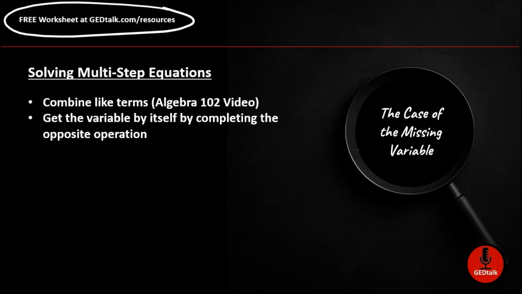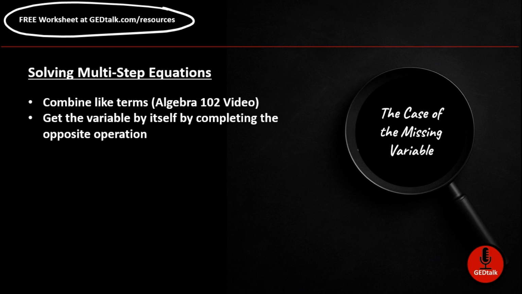Let's go ahead and move on, and we're going to look at solving multi-step equations. In order for us to solve multi-step equations, we need to first make sure we know how to combine like terms. If you have no idea what I mean when I say like terms, I want you to check out the Algebra 102 video. And like we saw in the single step equations that we just practiced with, we need to make sure we get the variable by itself by completing the opposite operation. And remember, whatever you do on one side of the equal sign, you have to do to the other.